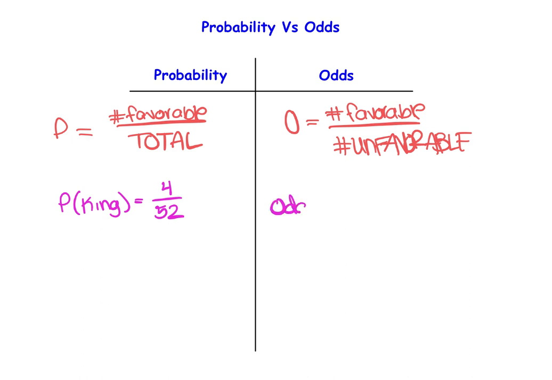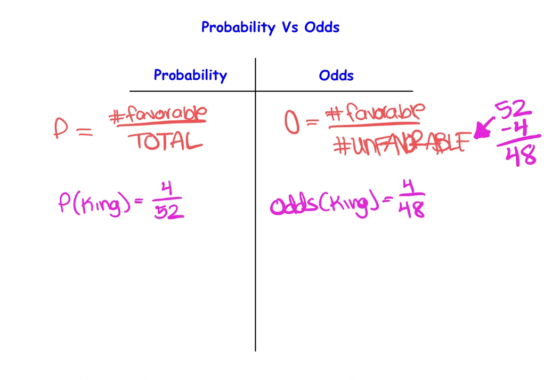Now, if we do the odds of a king, again, the number of favorable is 4. However, the bottom is not 52. The bottom is the number of unfavorable. So if we have 52 total cards and 4 of them are favorable, we're left with 48 that are unfavorable. So notice the slight difference. We had 4 over 52, the total, and then 4 over 48, the unfavorable. And then each of these fractions would simplify, this one to 1 over 13 and this one to 1 over 12.